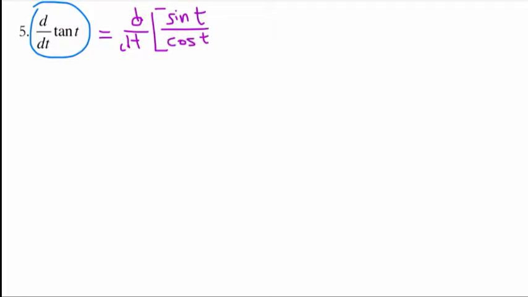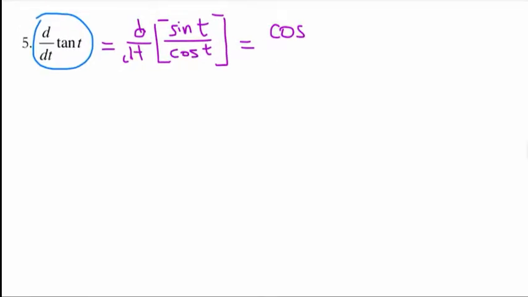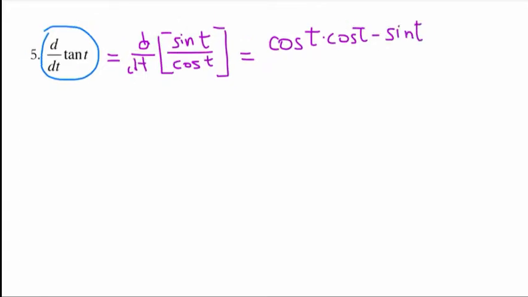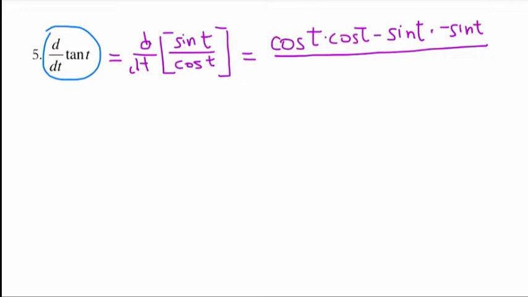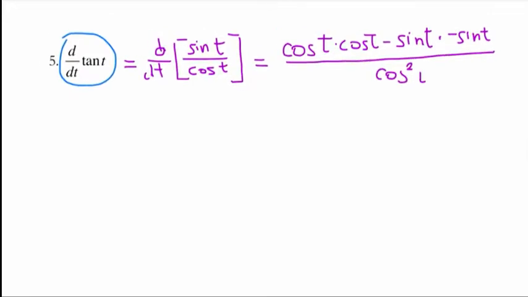Now it's a quotient, and it's pretty easy to use our quotient rule, which you remember is the bottom times the derivative of the top minus the top times the derivative of the bottom, all over the bottom squared. We're going to simplify this a little bit because it's going to give us a formula we want to use in the future.